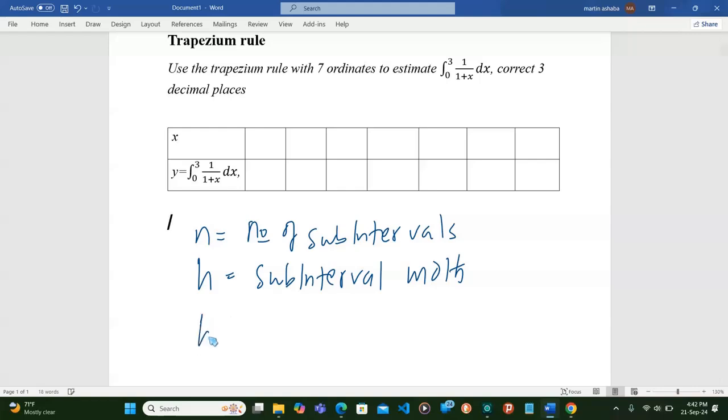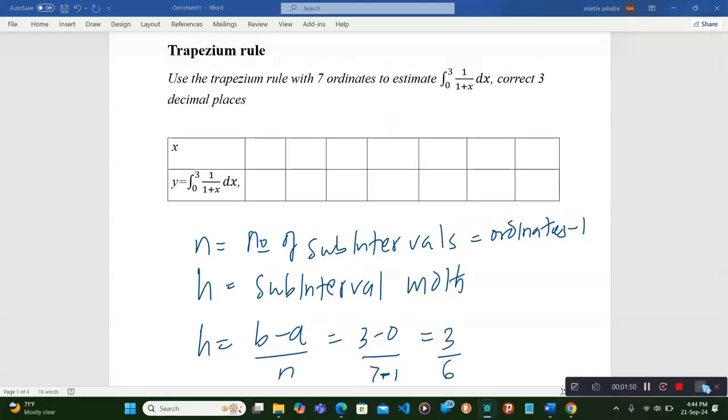I'm going to use this formula. h is equal to b minus a out of n, whereby b is the upper limit, a is the lower limit, n is the number of sub-intervals. But the number of sub-intervals will always equal the ordinates minus 1. And this is going to be 3 minus 0, because the upper limit is 3, the lower limit is 0, divided by n which is 7 minus 1.